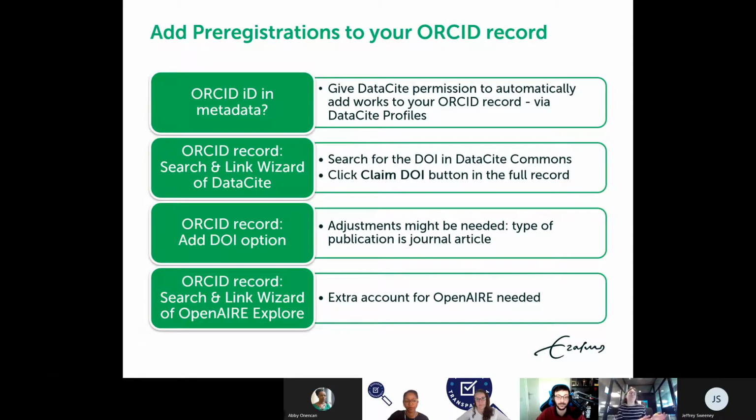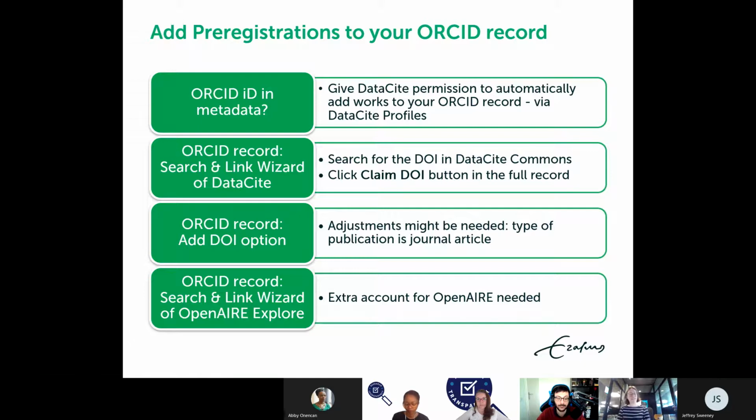So how do you get that pre-registration then in your ORCID record? When the ORCID ID is in the metadata, then you can give DataCite permission to use the auto-update for your ORCID record. And unfortunately, you have to give them permission in a system called DataCite profiles. We'll see print screens later. It looks like a lot of work, but you do it once and then you're good to go, not only for the Open Science Framework, but also for Figshare, for the data repository and other places where they use DataCite DOIs.